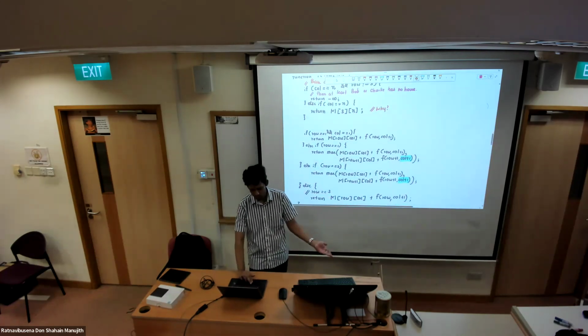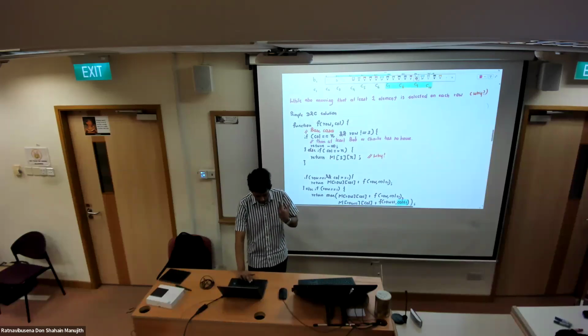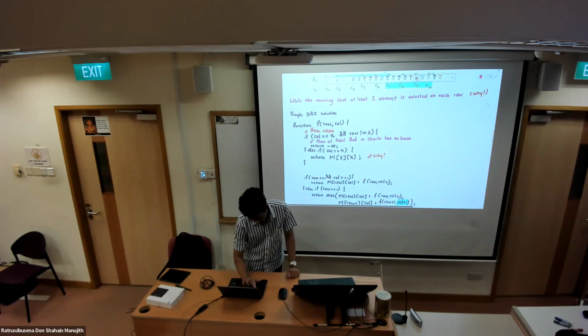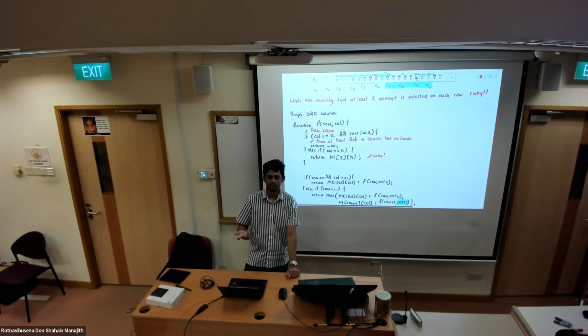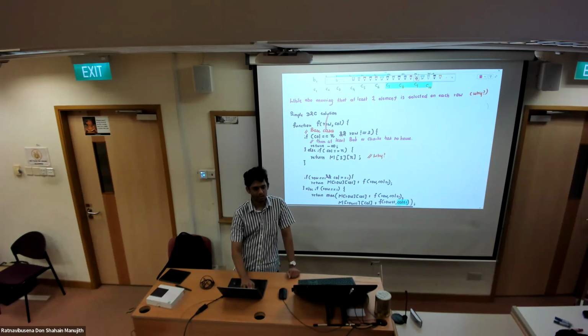So if I do memoization and I get a DP solution, then how many states do I have in this DP solution? How many subproblems do I have? 3n. So row can take how many values? 3 values. Col can take how many values? n values. So therefore 3 times n is 3n.